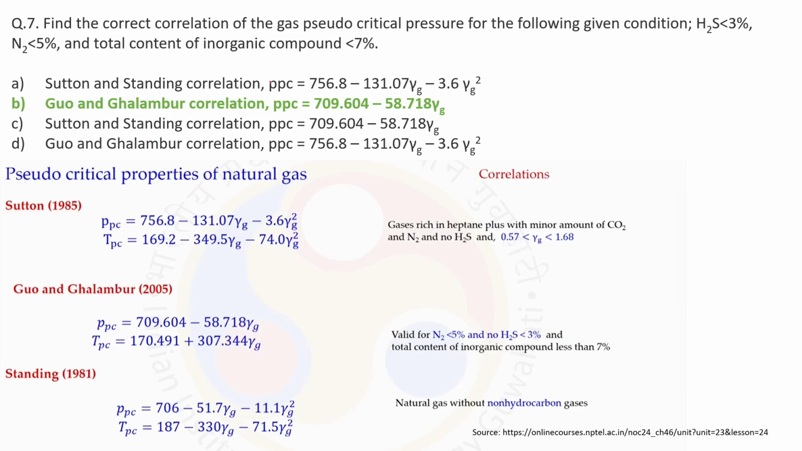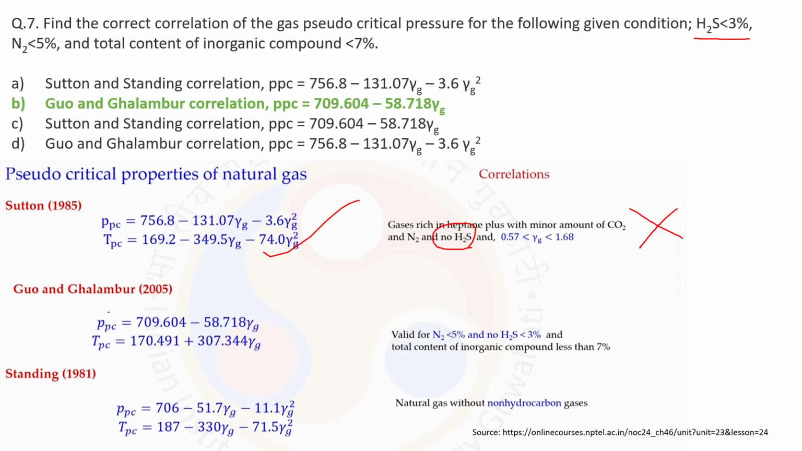To calculate the pseudo-critical properties of natural gas, there are three different correlations by Sutton, Gou and Galambur, and Standing. You can see the correlations have certain assumptions. For Sutton, the assumption is that the gases are rich in heptane plus with a minor amount of CO2 and N2 and no H2S. As it is already said, if there is no H2S, then only we can use this correlation. But in the question you can see it is given that H2S is less than 3%. So this correlation we won't be able to use at this condition.